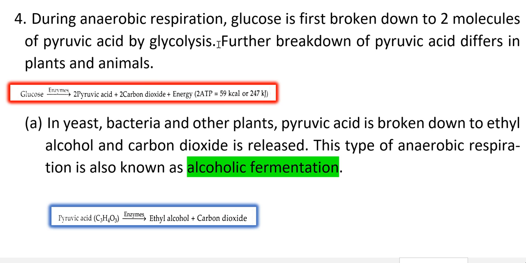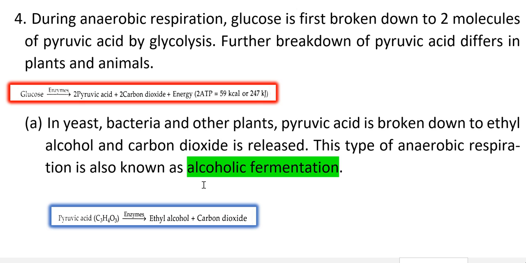Glycolysis is a common process for both aerobic respiration as well as anaerobic respiration, because here also glucose is broken down to pyruvic acid through glycolysis. Further breakdown of this pyruvic acid differs in plants and animals. Here is the chemical equation. As it is anaerobic respiration, without the involvement of oxygen and with the help of enzymes, glucose converts into 2 pyruvic acid plus 2 carbon dioxide and 2 ATP molecules mainly released through this process. That means 59 kilocalorie or 247 kilojoule. This is the overall equation of anaerobic respiration.